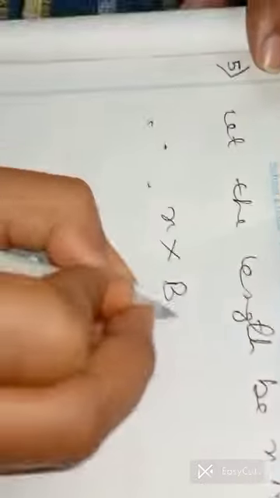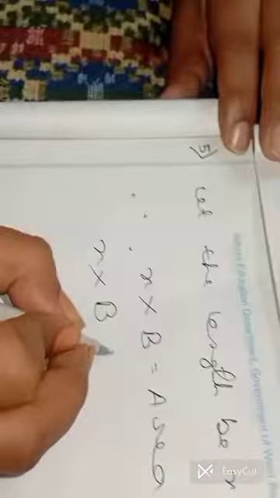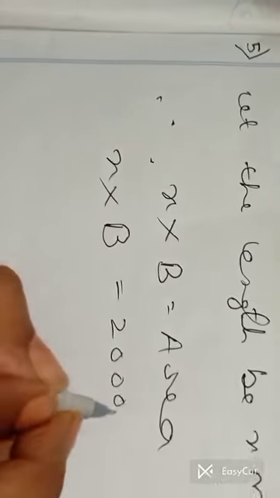Let the length be x meter. Okay, so what do we get? We know the formula for a rectangle: length into breadth is equal to area. Here the breadth is not known, so let the breadth be b, and the area is given as 2000 square meter.